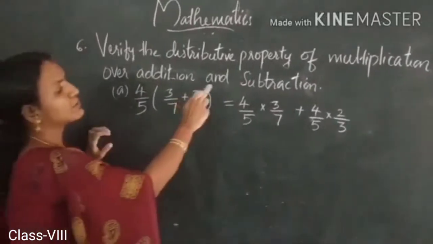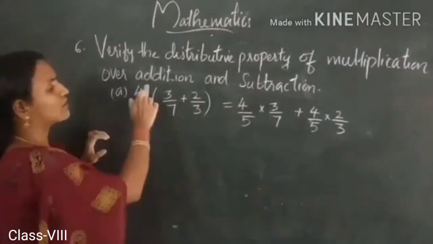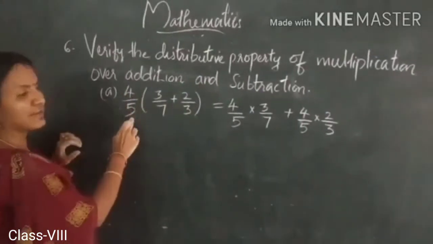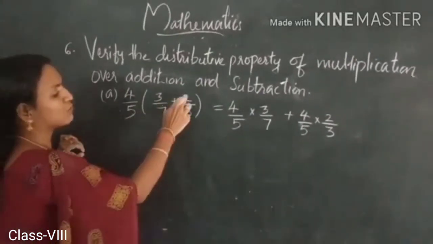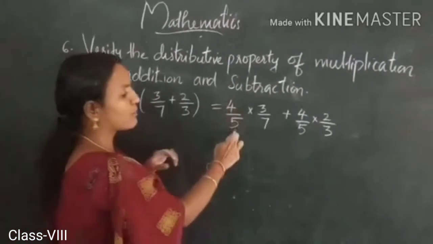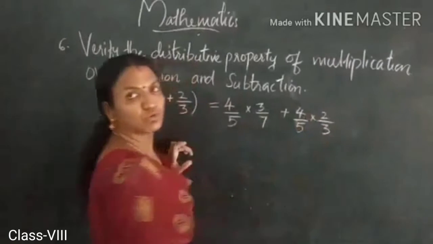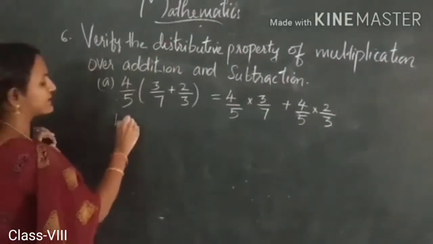Next, question number 6. Verify the distributive property of multiplication over addition and subtraction. Question number 8. 4 by 5 into 3 by 7 plus 2 by 3 is equal to 4 by 5 into 3 by 7 plus 4 by 5 into 2 by 3. First we take the LHS.